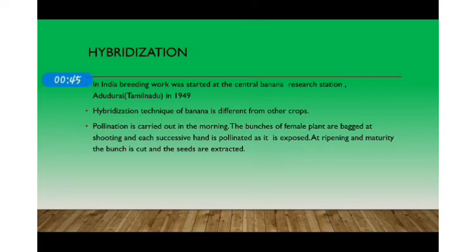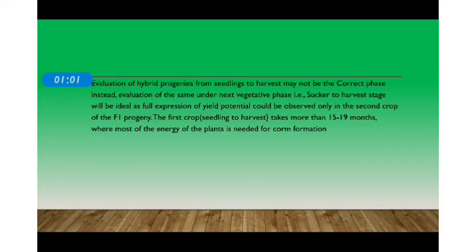Hybridization. In India, breeding work was started at Central Banana Research Station, Aduthurai in 1949. Hybridization technique of banana is different from other crops. Pollination is carried out in the morning. The bunches of female plant are bagged at shooting and each successive hand is pollinated as it is exposed. At ripening and maturity, the bunch is cut and the seeds are extracted.